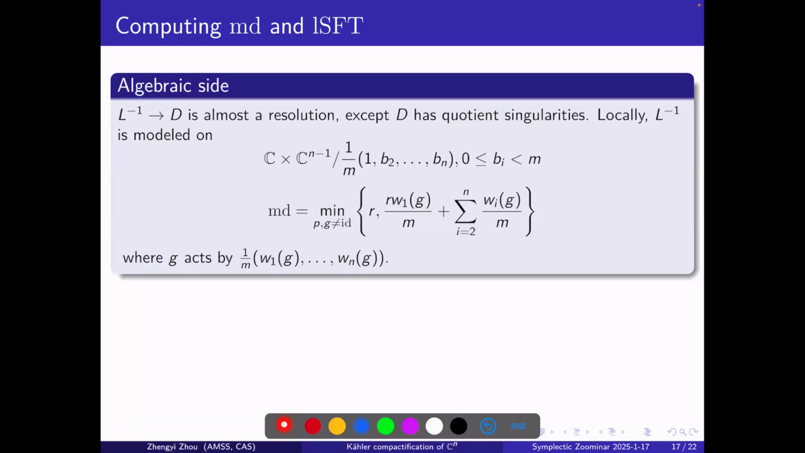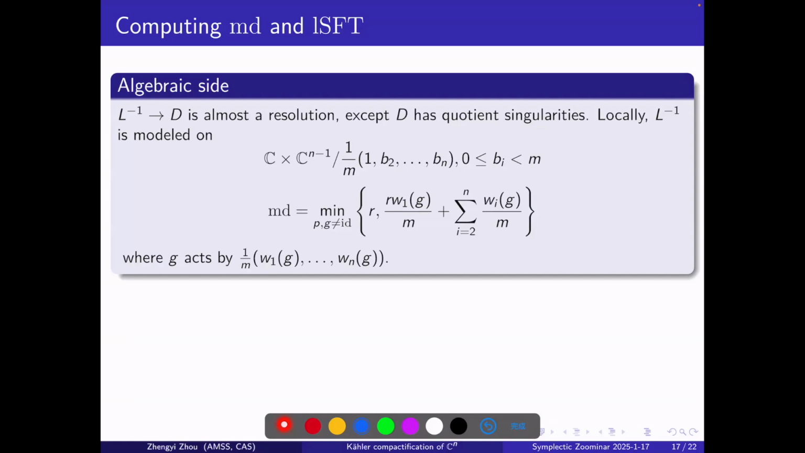To compute the minimal discrepancy, we use the following method. First of all, if you consider this line bundle L inverse, it's almost a resolution. If D is not an orbifold but a manifold, then it is a resolution. But in the general case, when D is an orbifold, this is still not a resolution, but it has only quotient singularities. And people have known for a long time how to write out formulas for the minimal discrepancy for quotient singularities, isolated or not.